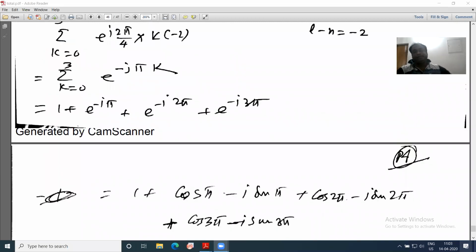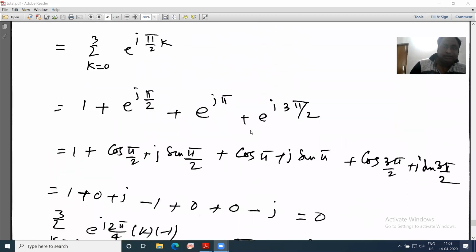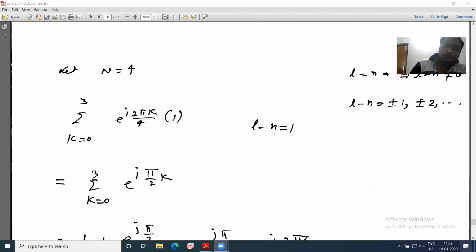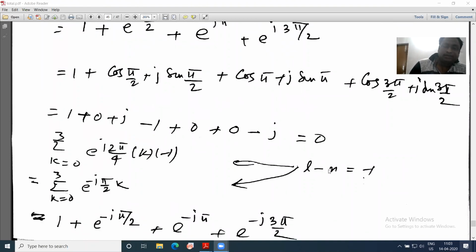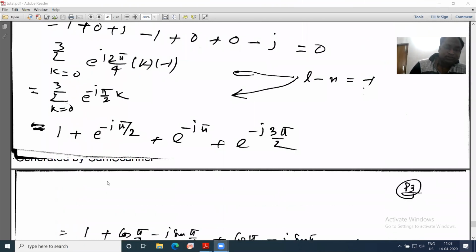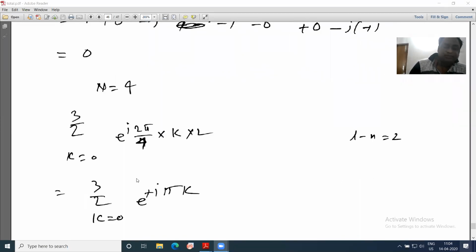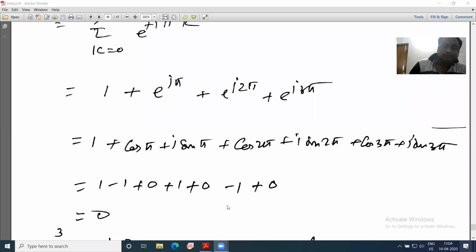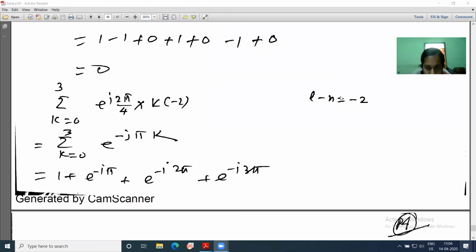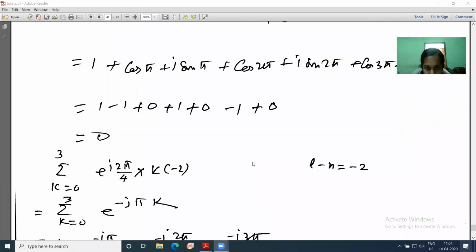So what I am saying is that when L minus n is not equal to 0, say L minus n equal to 1, then if you calculate the sum, this is equal to 0. Then L minus n equal to minus 1, there also the sum is equal to 0. Then L minus n equal to 2, there also, if you calculate, this is equal to 0. Now if you take L minus n equal to minus 2, there also this is equal to 0.